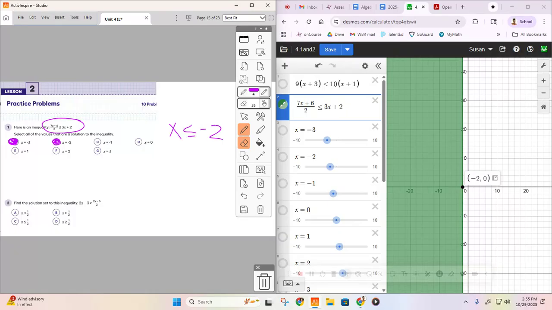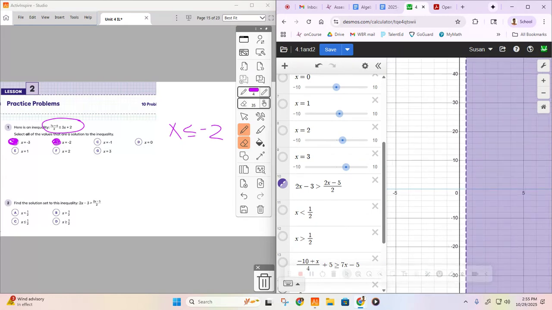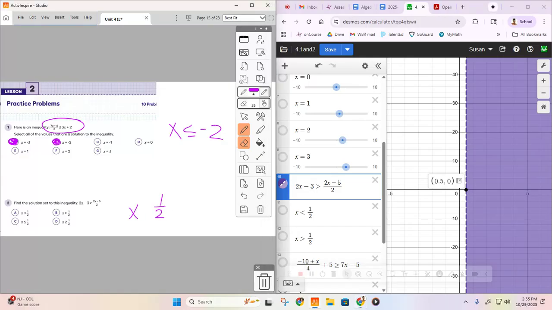Let's look at number 2 right here. I'm just going to type it in exactly as I see it. Number 2 asks which equation is correct. I see that it's crossing at the 0.5, which is the same as a half. Is it shaded less than, left, or greater than, right? Greater than, right. Is my line solid or dotted? Dotted, so that means there's no equal sign. So my answer for number 2 is B.